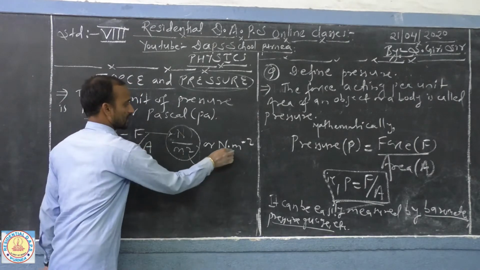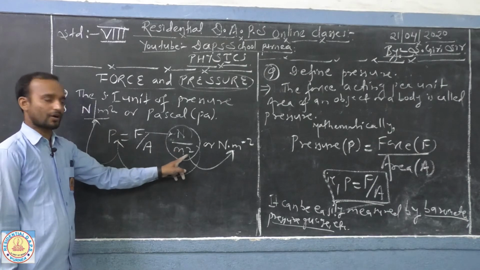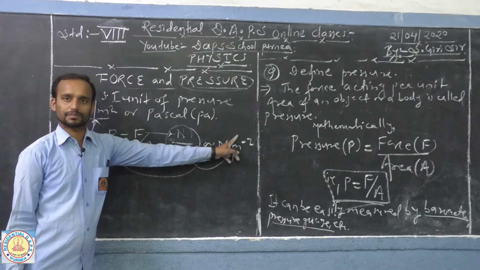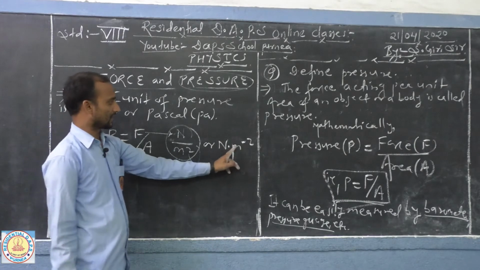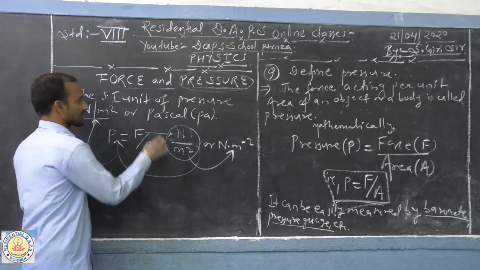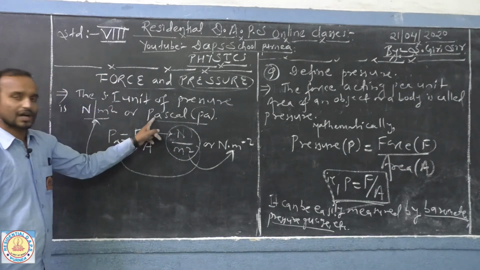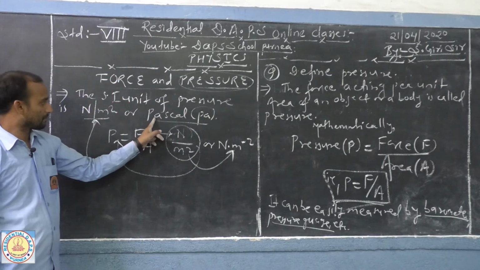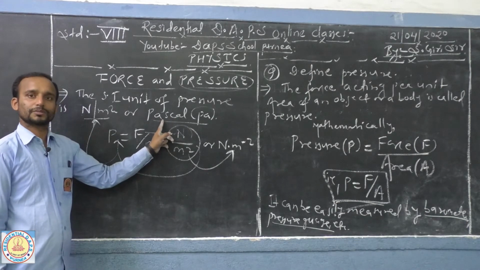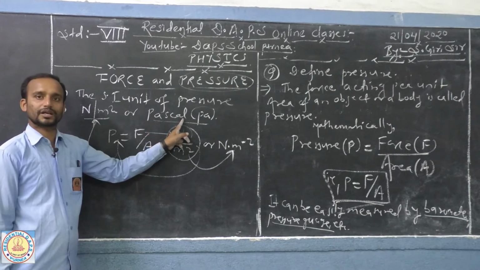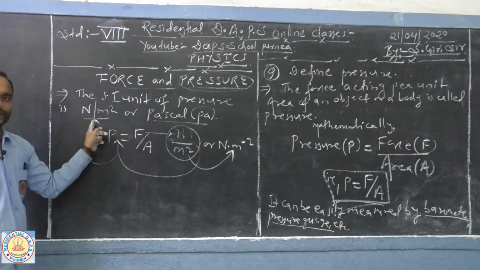You might have studied in the laws of indices that when you take a term from the denominator, you have to write it with a minus power in product form. So Newton dot m to the power minus 2, or simply you may write Pascal, Pa, because it comes from the name of the scientist Blaise Pascal, who discussed and studied pressure. So his surname Pascal, Pa, is taken as the unit of pressure too.